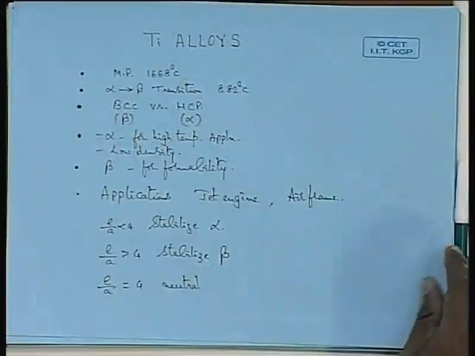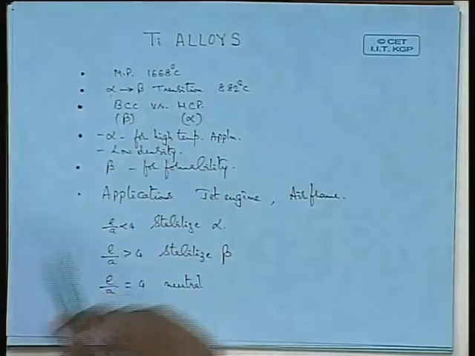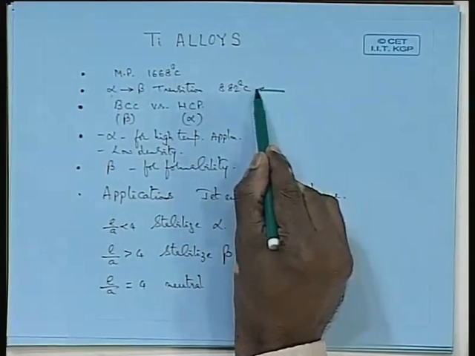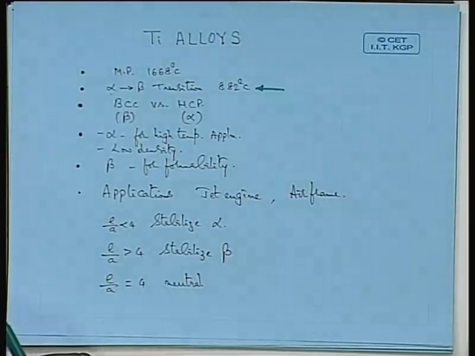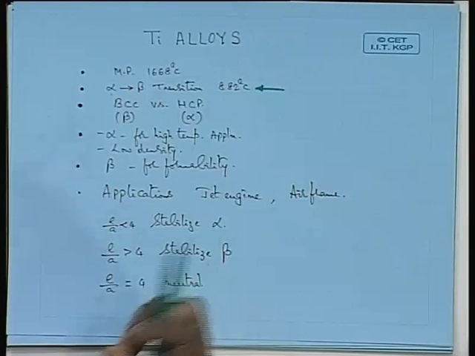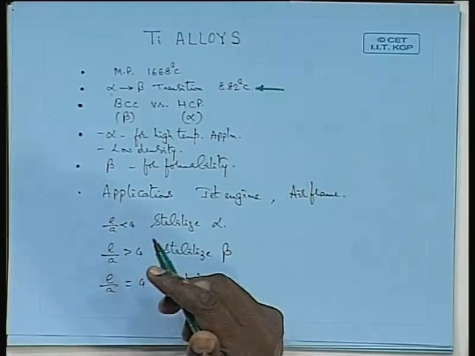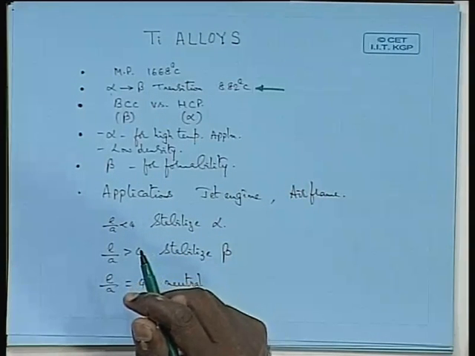And more important thing is that it has an allotropic transition. If you look at here, titanium has an allotropic transition from alpha to beta at about 882 degrees centigrade. The low temperature form is called alpha. What is the structure of that? It is HCP. Alpha is HCP. So titanium at room temperature is HCP, and titanium at high temperature beyond 882 is BCC, beta.